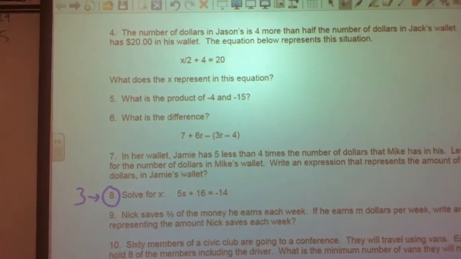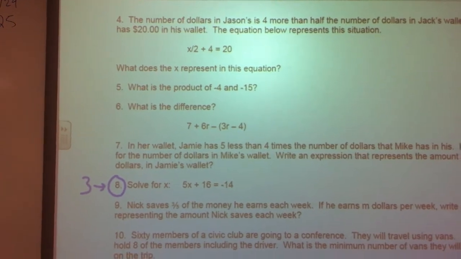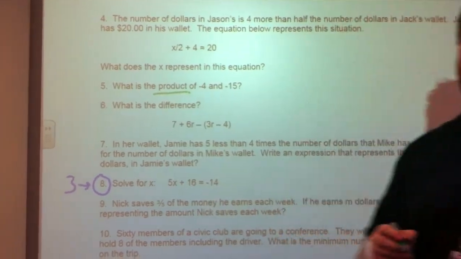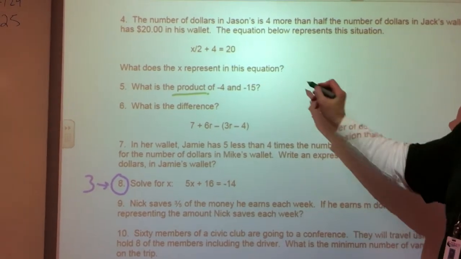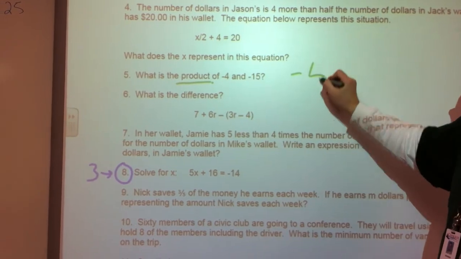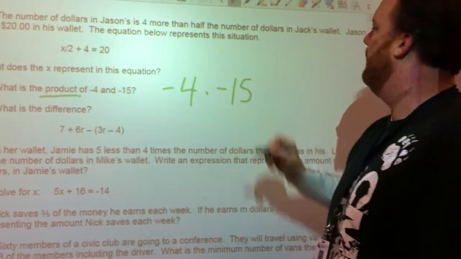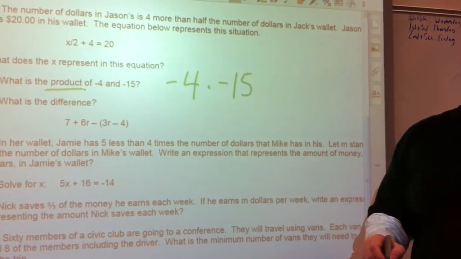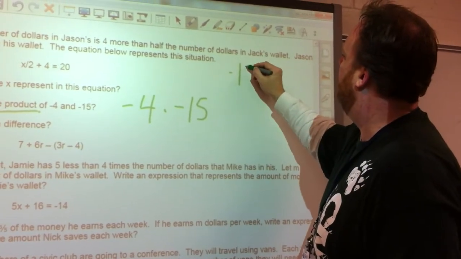In number 5, what is the product of -4 and -15? Well, we learned that anytime we see the word product, that word indicates multiplication. Therefore, we can rewrite this problem as -4 times -15. Well, anytime we have a negative times a negative, we know that the answer is going to be positive. So let's go ahead and write this out and multiply it out.